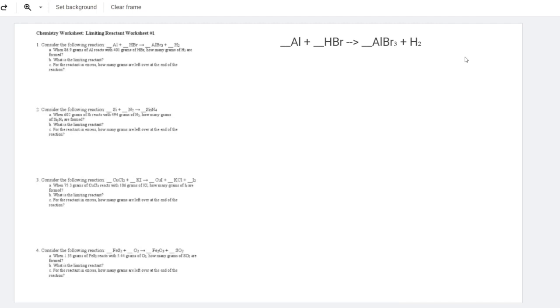Hey guys, welcome back. Today we're going to discuss limiting versus excess reactant. So we're going to start with problem 1. Here's our reaction, and we have to first balance the equation.